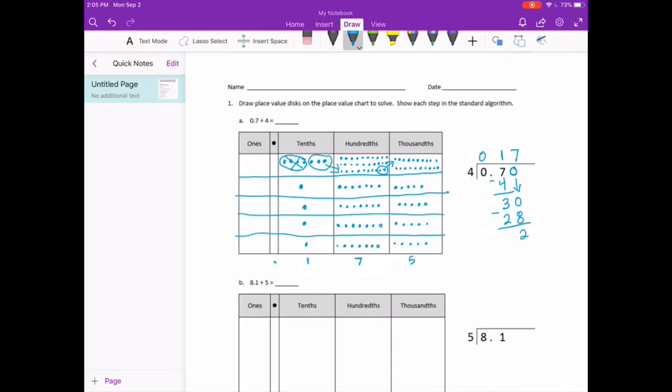Again, we still have a remainder, so I'm going to add another 0 and bring that down. 4 goes into 20 5 times. 5 times 4 is 20. And yes, there is no remainder, so we're finished. The last step is to bring our decimal point straight up, and we get 175 thousandths, which is what we got using our place value chart.